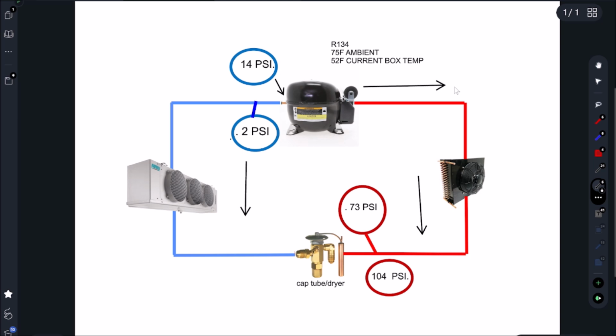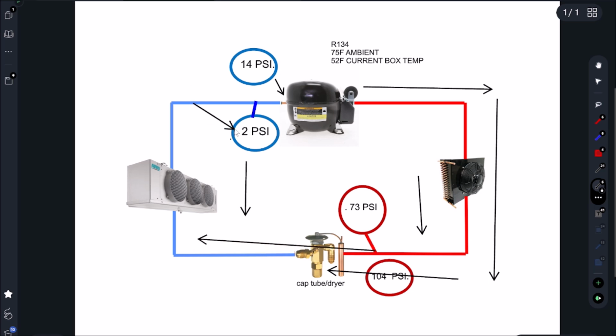So if we have a restriction, that means the refrigerant is flowing through here and it's getting stuck right here at the cap tube and the dryer, okay? Or we don't have enough refrigerant in the system to push it through to this side, and that's why we're only getting 2 PSI. So in order to determine whether we have a low charge or restriction, all we're going to do is dump in a little bit of refrigerant.